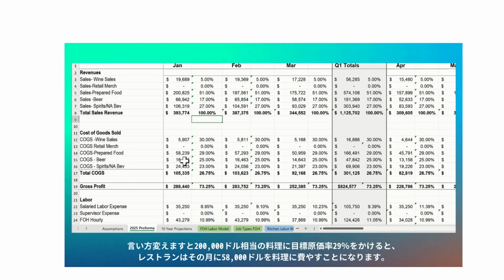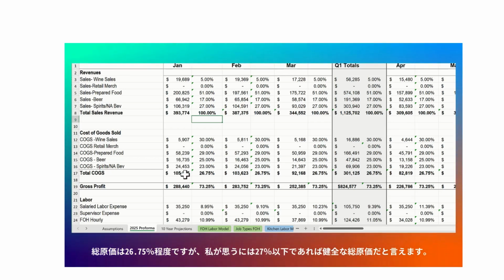So let me say that again. Our $200,000 worth of food times our 29% cost of goods target is showing us that we are going to be spending in that month $58,000 on food. And then we have our total cost of goods coming in at around 26.75%, which anything below 27%, I believe, is a healthy total cost of goods.